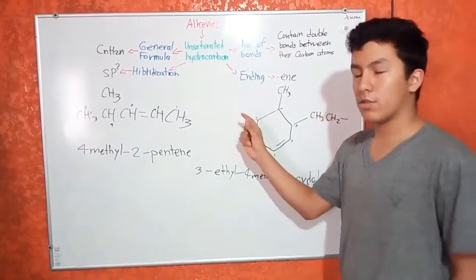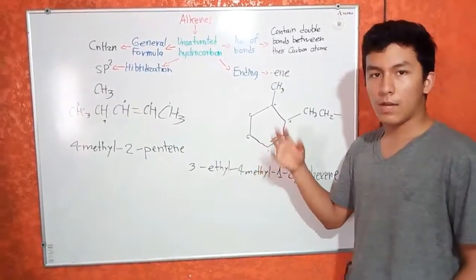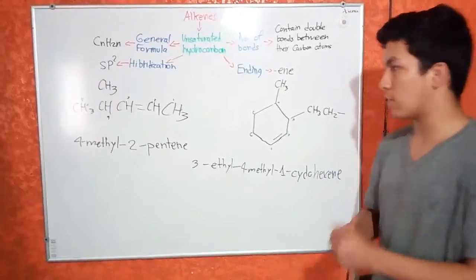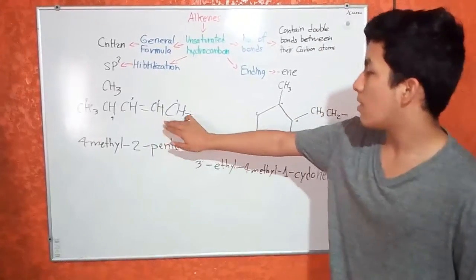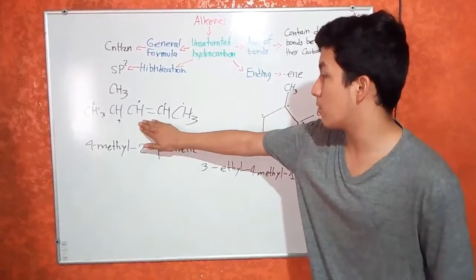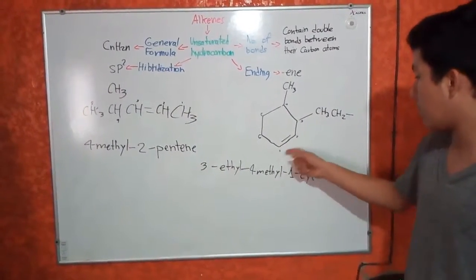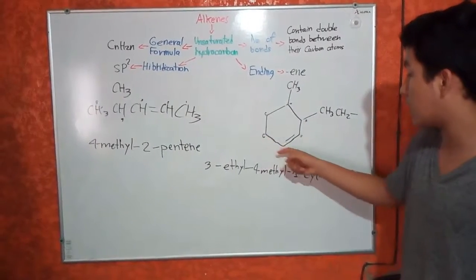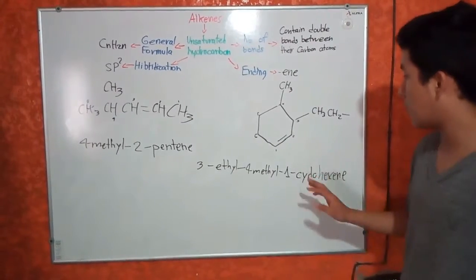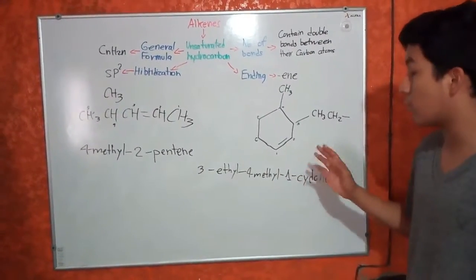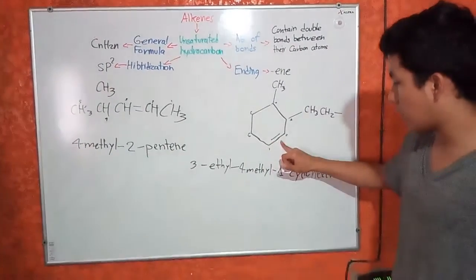And the rules that IUPAC has established are going to be the same as we use in the alkanes. The only thing that changes is that we must start counting from the side that is nearer to the double bond. Then, when we have a cyclic one, we are also going to say the number of carbons that it has in this cyclic chain, with "cyclo". That's the name, and the other rules about starting counting from the double bond are the same.